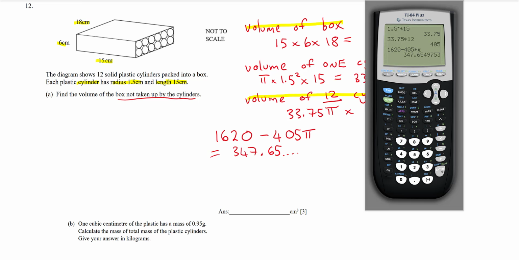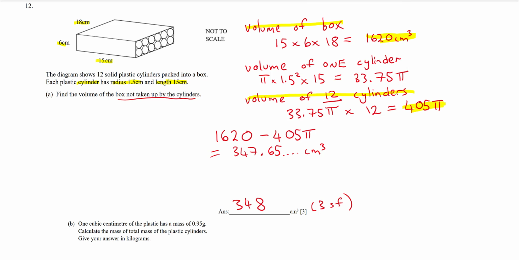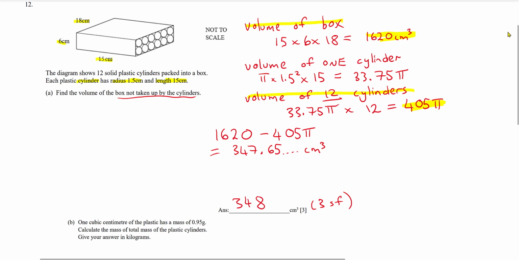And I'll just round the answer to 3 significant figures. So let's put the units in. This is going to be centimeters cubed, and our answer then is going to be 348 centimeters cubed, and I'll just make clear that that is to 3 significant figures. Okay, so that is part A. So now if we just scroll down a bit for part B.